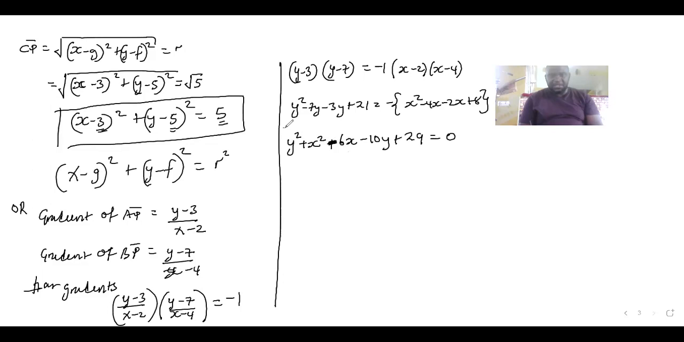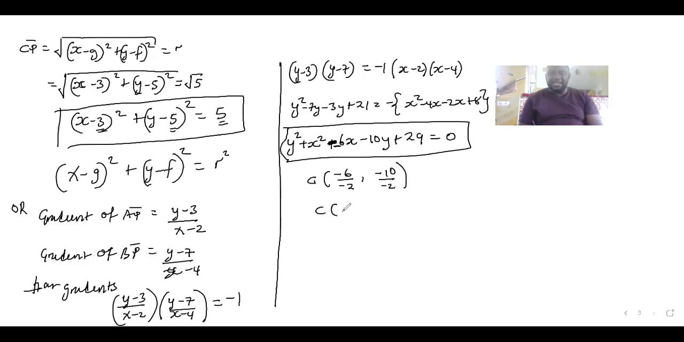So this becomes our general equation for the circle. Now remember, I told you if you want to get the center, you look at the coefficient on x, which is negative 6, and divide it by negative 2. Then the coefficient on y, which is negative 10, and divide it by negative 2. You realize that the center is still (3, 5), which we got here and there.